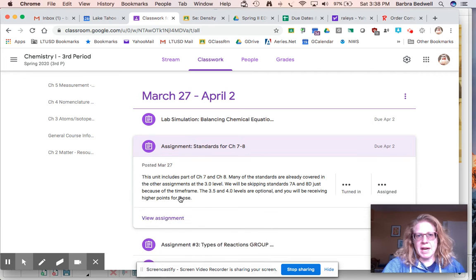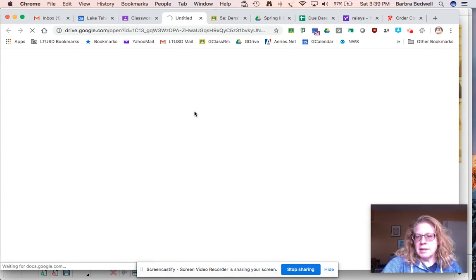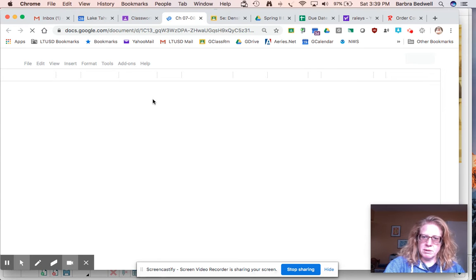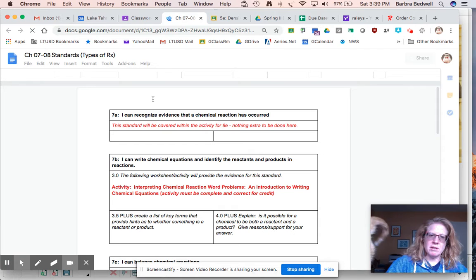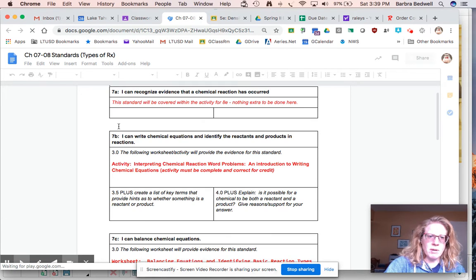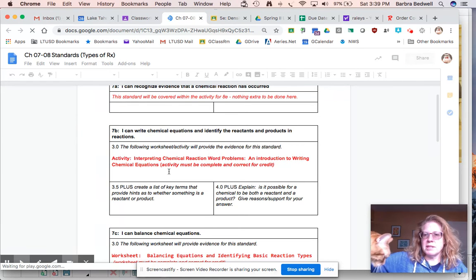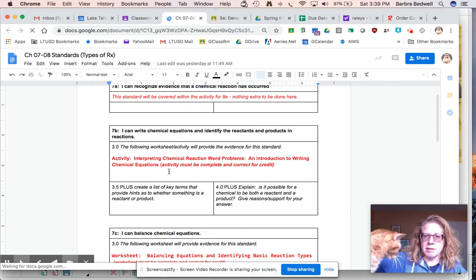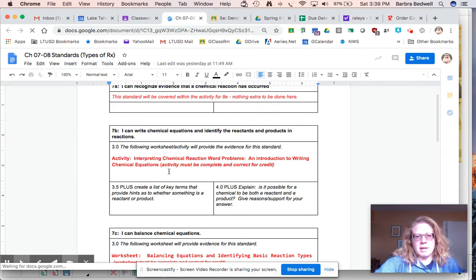First of all, you've got your standards assignment for this particular unit. In this unit, we've got three big ideas. There were originally supposed to be five, but one of them is pretty intense, so I've trimmed it down. So 7A, we're going to skip over. 7B is about learning how to write chemical equations, identifying reactants and products, and being able to use some word clues. It also has you write some formulas.